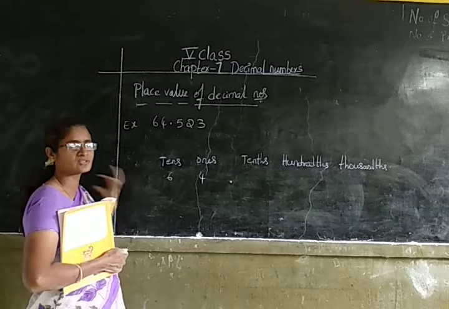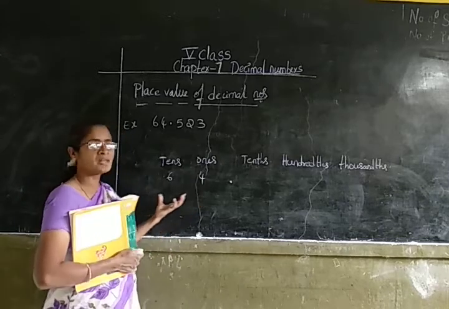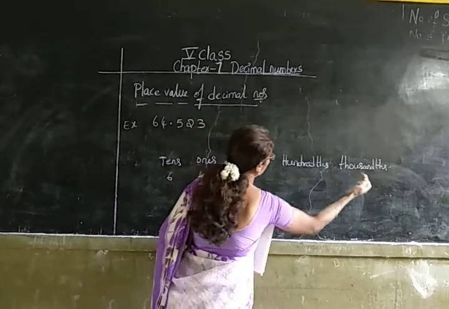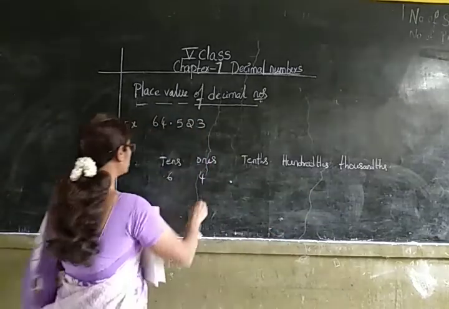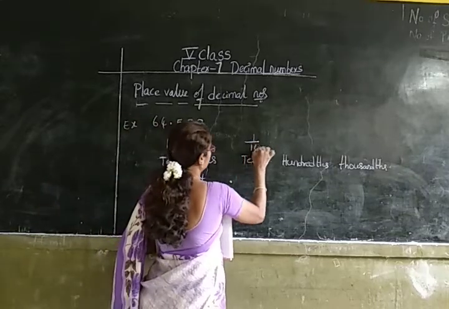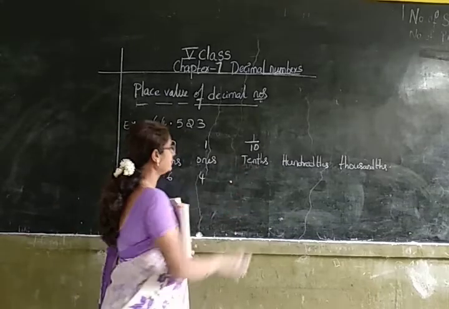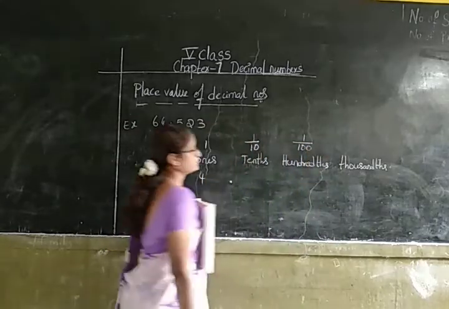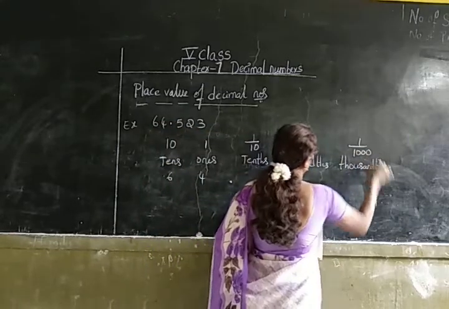Ones, tens, hundreds, thousands, ten thousands, lakhs, ten lakhs, crores, ten crores. All these are whole number places, and the decimal places are tenths, hundredths and thousandths. Okay children, the decimal places are tenths, hundredths, thousandths. Here ones means 1, tenths means 1 by 10, which shows that the tenths place is smaller than the ones place, and the hundredths place is 1 by 100, and the thousandths place is 1 by 1000.